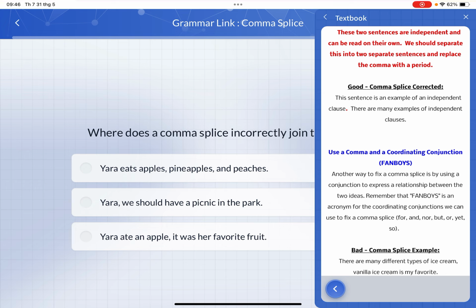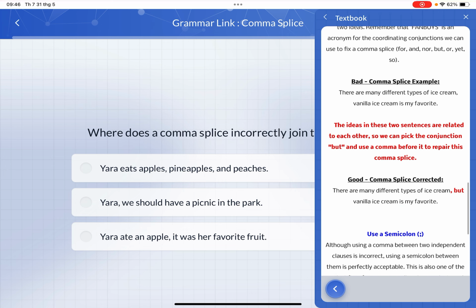So, how can we fix a comma splice? What is another way? Well, another way to fix a comma splice is by using a conjunction to express the relationship between the two ideas, which means using a comma and a coordinating conjunction, the FANBOYS. Remember that FANBOYS is an acronym for the coordinating conjunctions we can use to fix a comma splice: for, and, nor, but, or, yet, so.